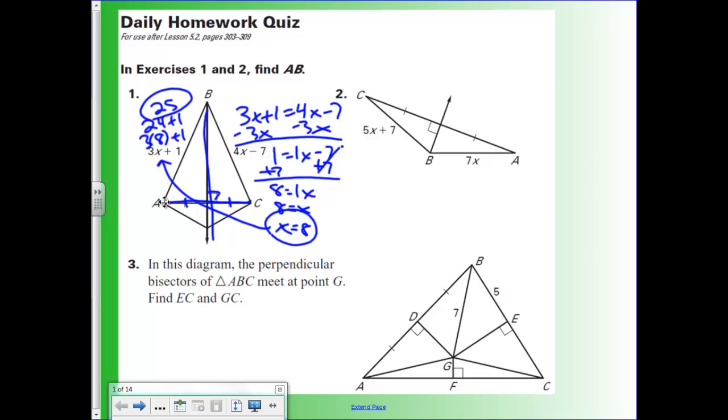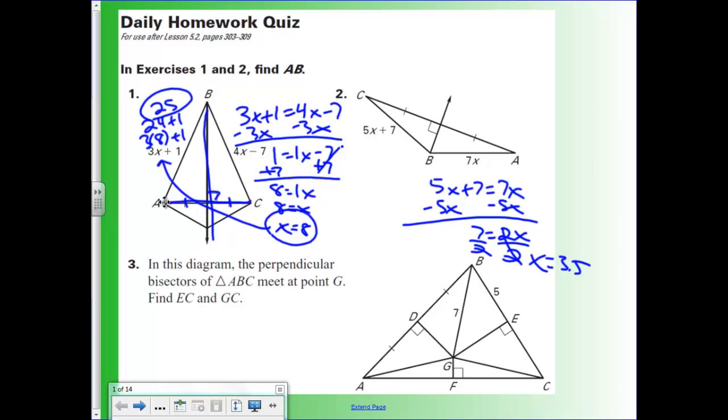Those parts are equal. We've got right angles, so that means my 5x plus 7 equals 7x. This one gave some of you a big fit, right? If I were you, I would move this 5x over to the other side. So that leaves me 7 equals 2x. We divide by 2. X equals 3.5.